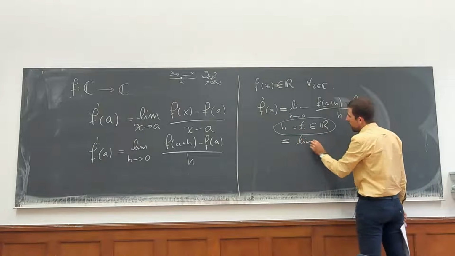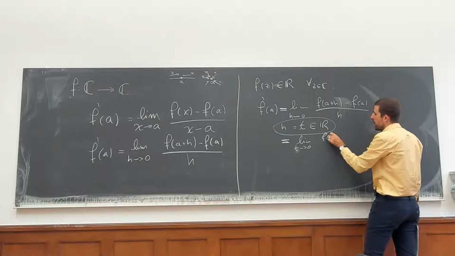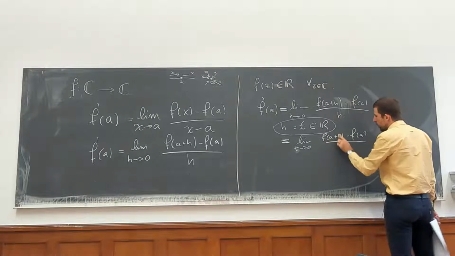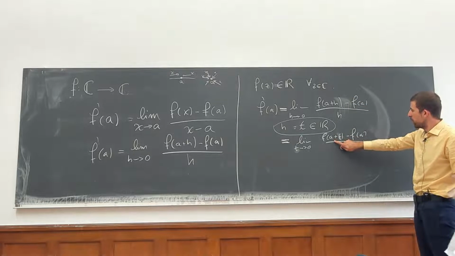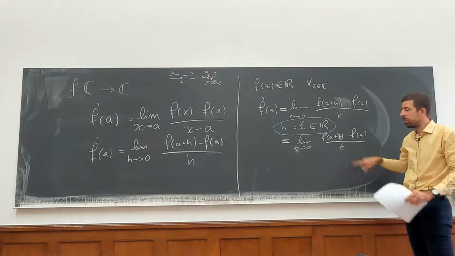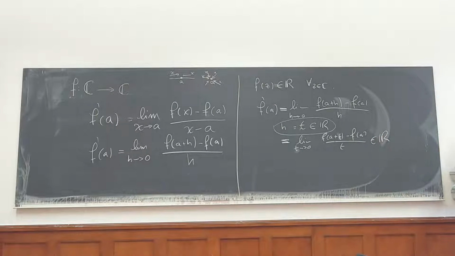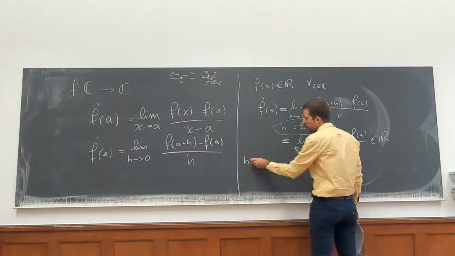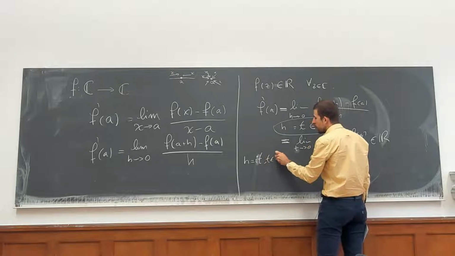Then I have the limit of t going to 0 of f of a plus t minus f of a over t. But if the function is real, then the function value here is real. We're subtracting another real, and we're dividing by a real, so this is real. On the other hand, we could also have taken h to be a purely imaginary number. We could have taken h to be just i times the number t, where t itself was real.